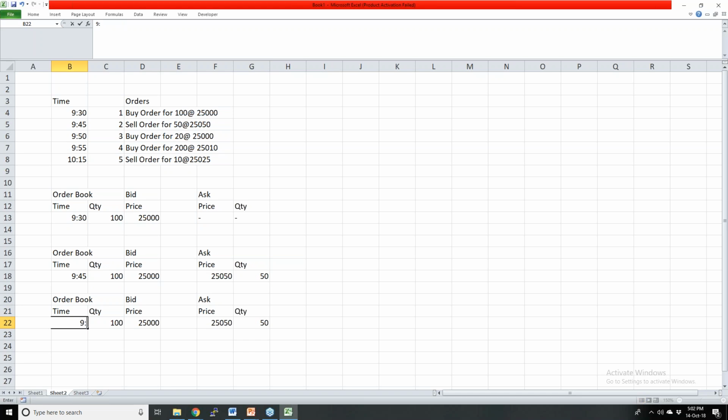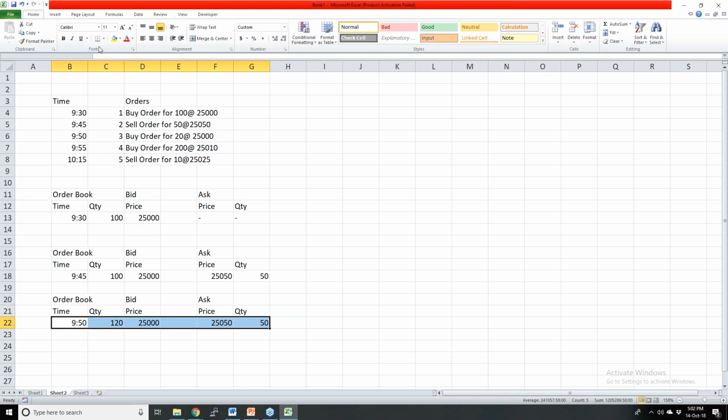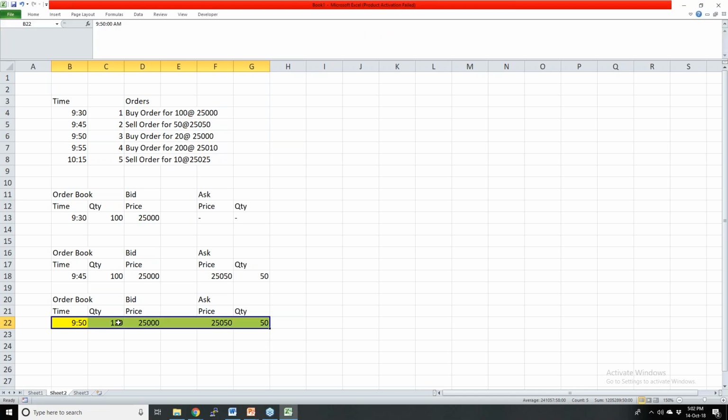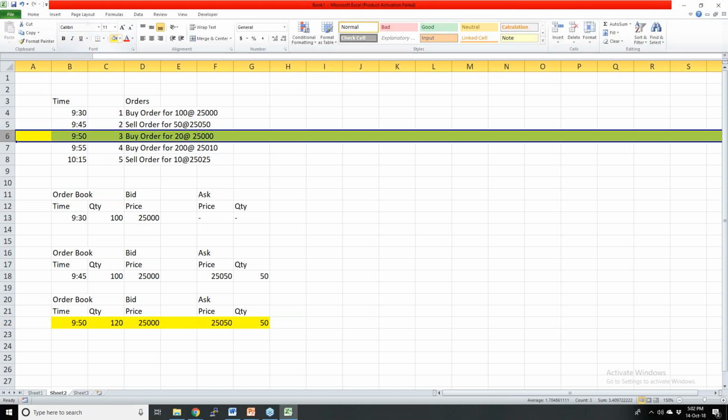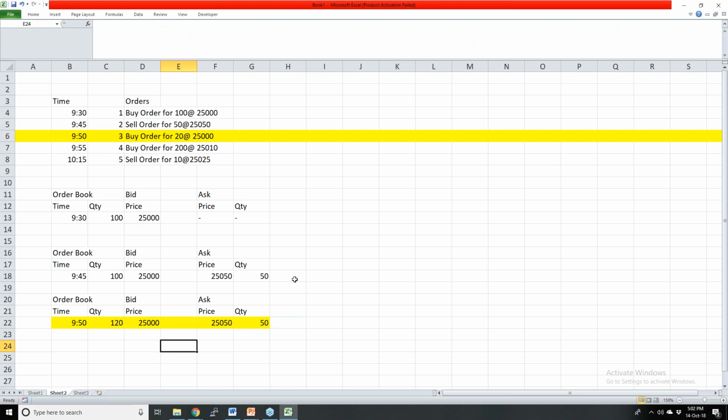At 9:50, there's another buy order. So the quantity would change and the price would remain the same and the ask would remain the same, right? So I hope you guys can appreciate this. Only the quantity changes, the price remains the same with this order, right? And then so on. So this is how an order book is built. Is this clear?